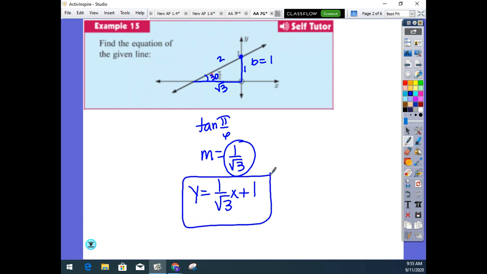So if you can just understand, if there's an angle measurement given and they want an equation of the line, you just need to take tangent of that angle.